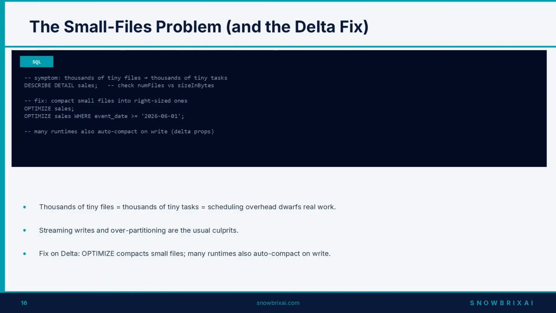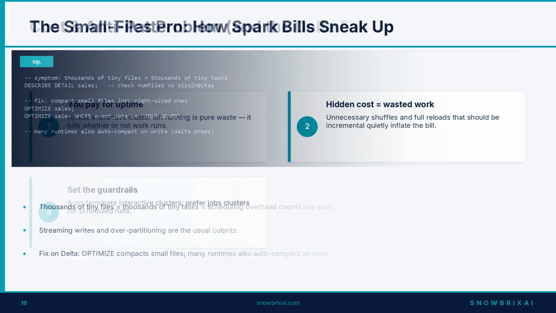Let me show you the small files problem because it bites everyone. Thousands of tiny files become thousands of tiny tasks, and then scheduling overhead dwarfs the real work. The usual culprits are streaming writes and over partitioning. Look at the SQL: on Delta you run optimize, and it compacts those small files into bigger healthy ones. Many runtimes will also auto compact on write for you. This is the difference between a job that crawls and one that flies, and naming it in an interview tells them you have lived in production.